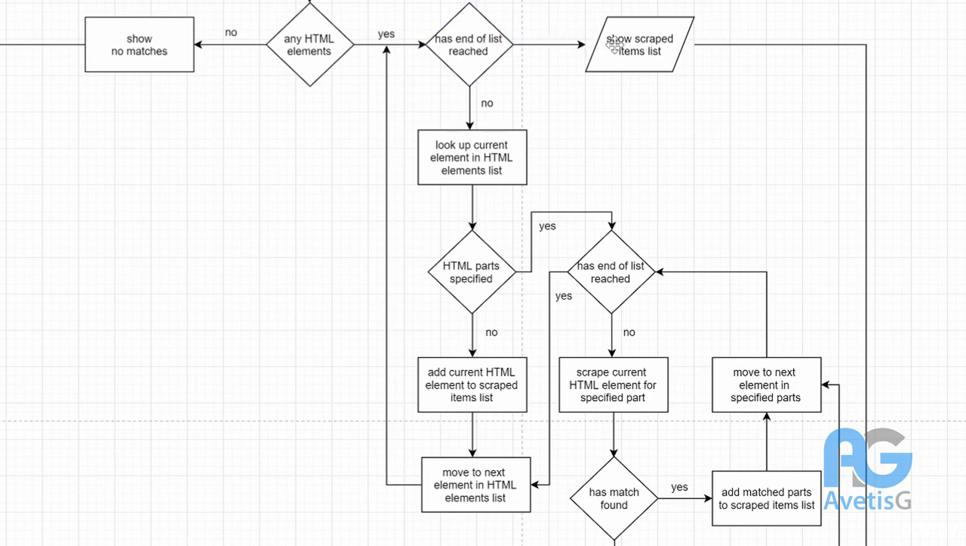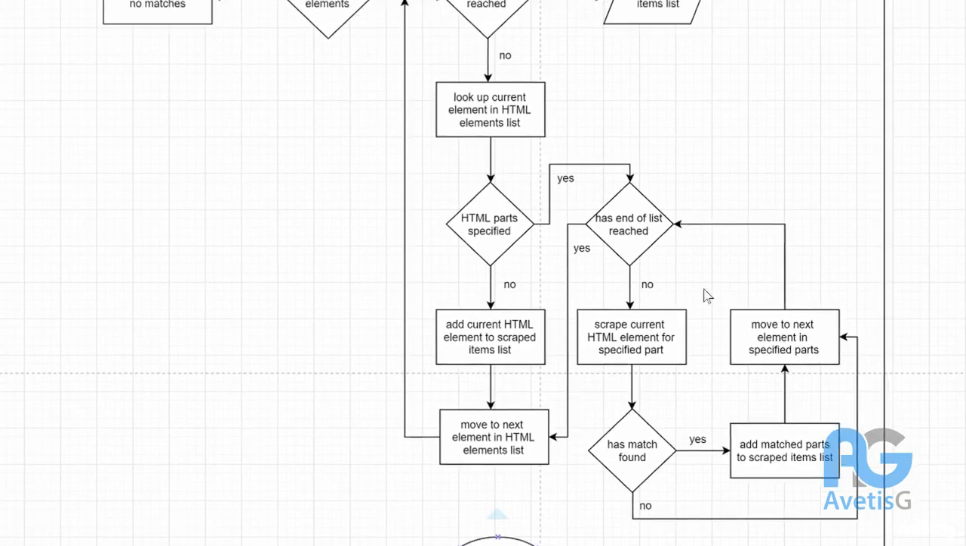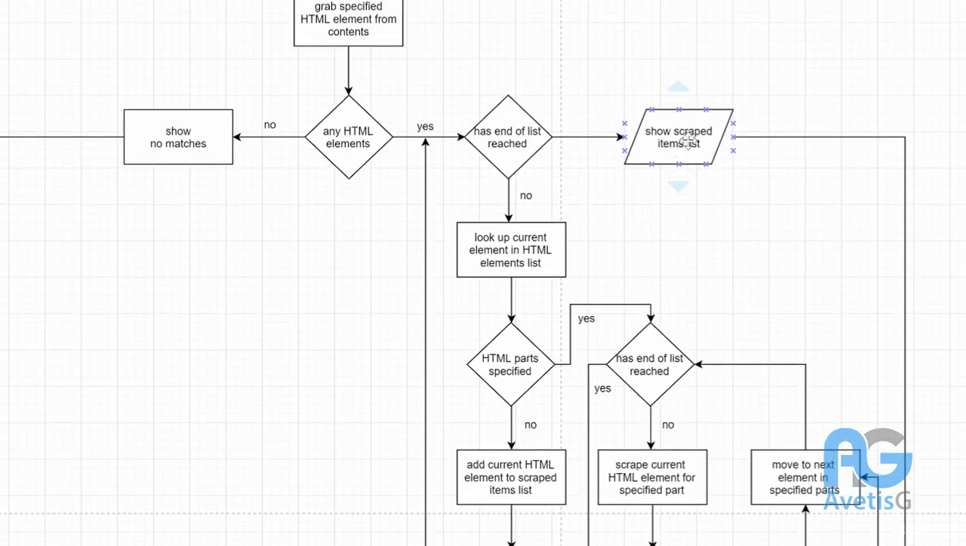If it has, then we say show scraped items list, and then we basically just go here and say exit application. This show scraped items list means that it's just stuff that has been matched, and that's what we're going to show, and then exit the application.